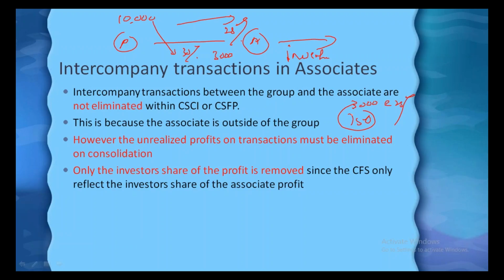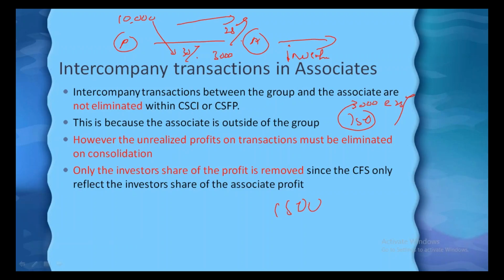What if 10,000 goods are sold, but out of that, only half of the goods are sold and only 50% is outstanding? On the 10,000 you have a 3,000 profit. So on the 50% you will have a profit of 1,500, isn't it? Yeah, 1,500, and 25% of that is the unrealized profit.